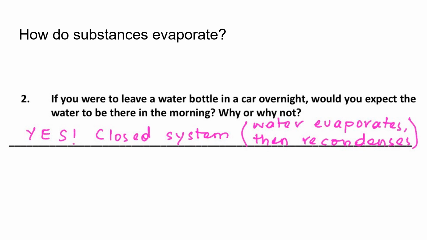So the particles that were on the surface of the water in that bottle did evaporate, but because it was a closed system, all of those particles, when they were evaporated and became vapors, were collected at the top of your water bottle, and then eventually they condensed back. So there are two phase changes happening here. First, those particles at the surface are converting from the liquid phase to the gas phase, and then they are converting from the gas phase back to the liquid phase, so the end result is you still have that water in the bottle.